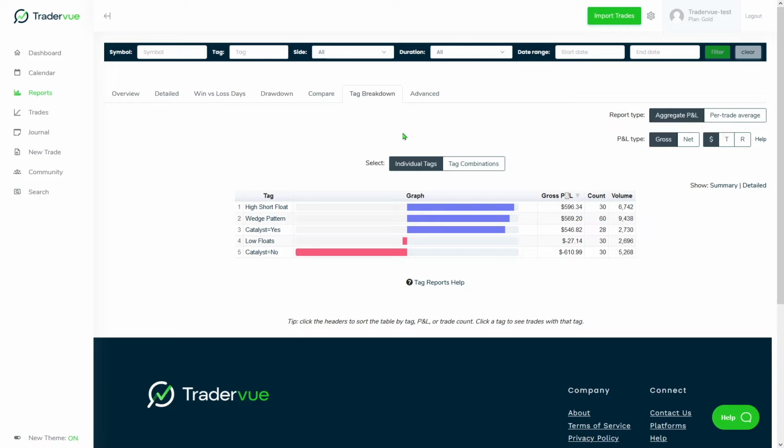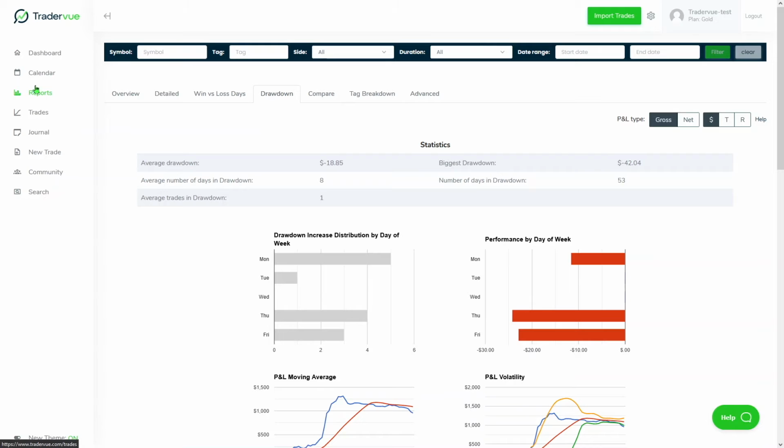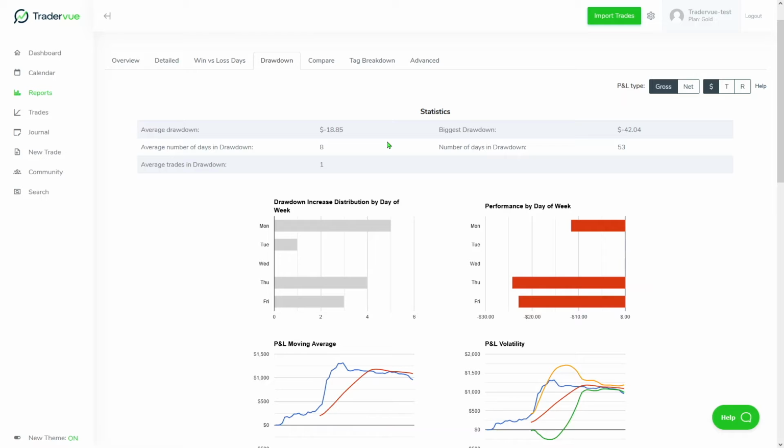Another section that could bring a lot of value to your trading is the drawdown section. So let's go there. We have to make sure that we are in the report section, then go to the drawdown tab. Here we can take a look at how the drawdown of our P&L behaves overall. First of all, we have some statistics here. The average drawdown is $18.85. Average number of days in drawdown is 8. Average trades in drawdown is 1. And the biggest drawdown is $42.04, with 53 days in drawdown.